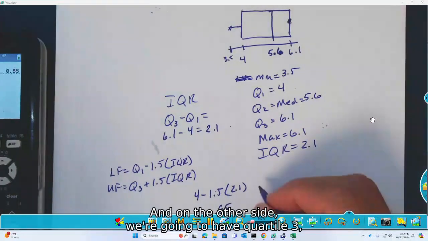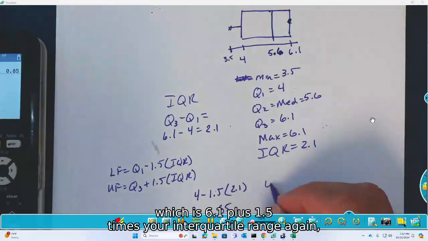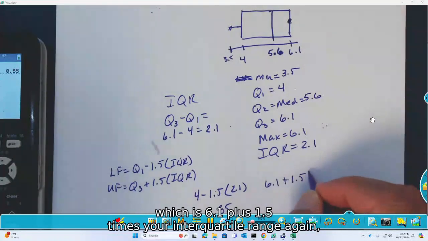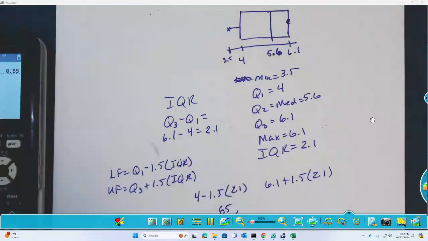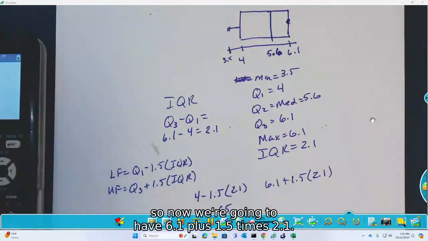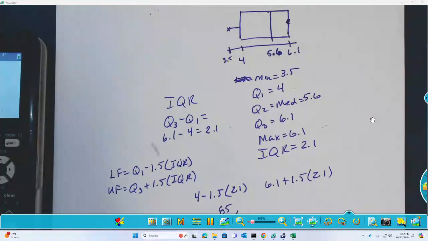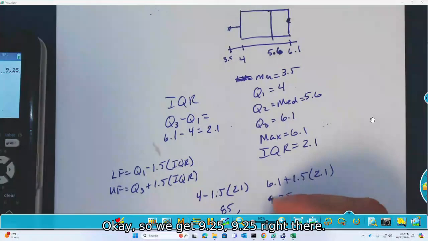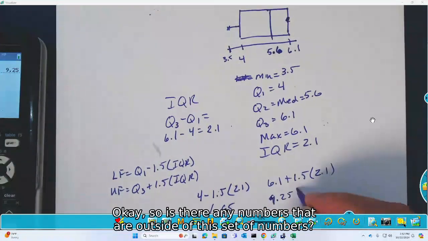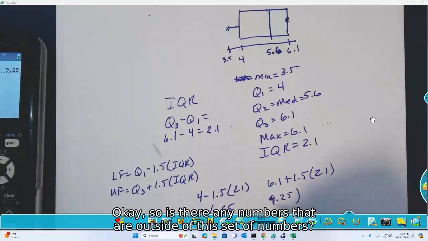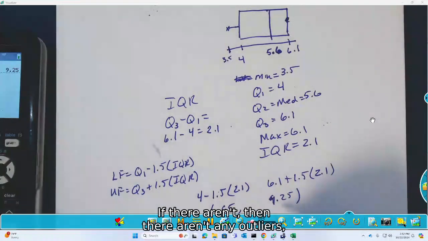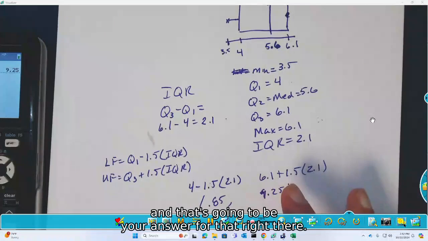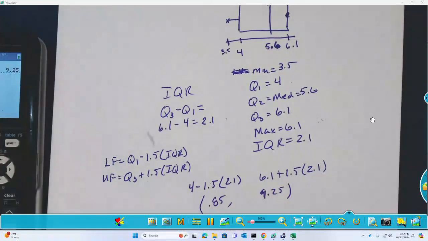And on the other side, we have quartile 3, which is 6.1, plus 1.5 times your interquartile range again. So we have 6.1 plus 1.5 times 2.1, and we get 9.25 right there. Is there any number outside of this set of numbers? If there aren't, then there aren't any outliers, and that's going to be your answer for that. So that gives you that part.